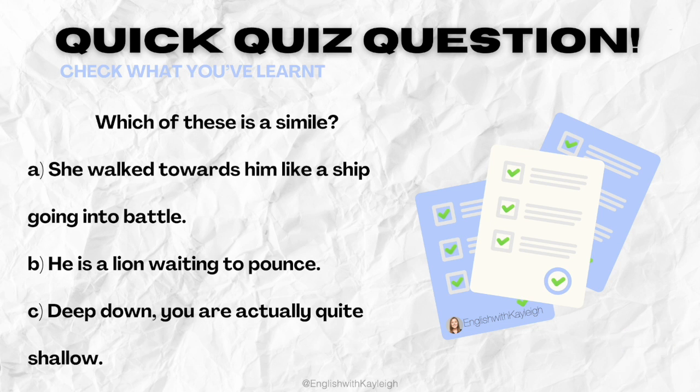And the correct answer is, it was A. She walked towards him like a ship going into battle. The key word that we're looking for there is like or as. In this case, we've got like, which shows that her walk was as if she was gearing up for battle. So we can see somebody very purposeful, aggressive, ready to engage in a fight or an argument. B and C are not the correct answers.